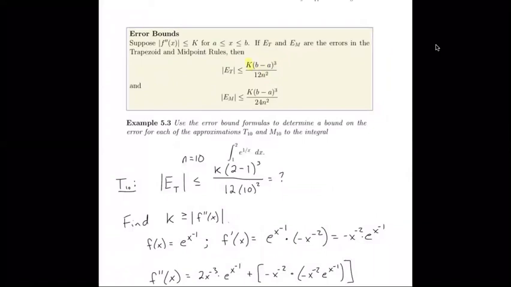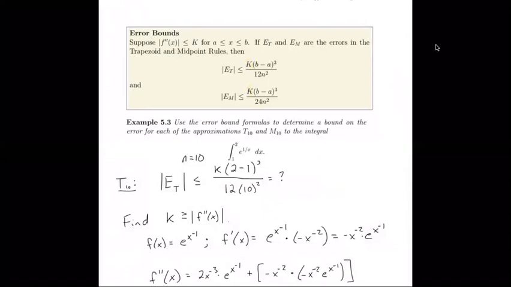But K is the tricky thing in all of these cases. In the case of the midpoint and trapezoid rules, we see that K, per the formula, is the absolute bound of the second derivative of the function. In other words, the upper bound for the absolute value of the second derivative.